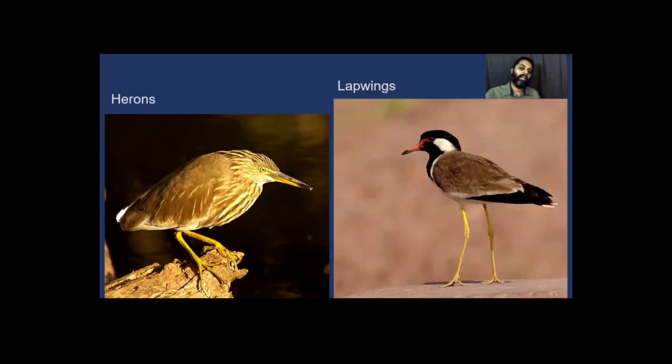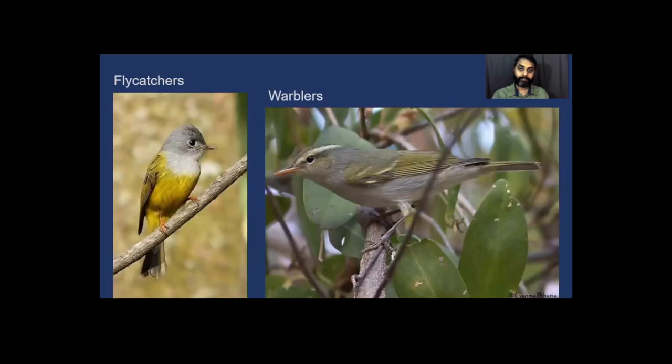And some birds do it differently. If you look at these herons, most herons sit crouched down, whereas some birds like lapwings and plovers try to stand straight up. And some birds keep their body to their leg in a different position. For example, if you look at this warbler, they keep their body horizontal to their legs. You can see it very clearly here.